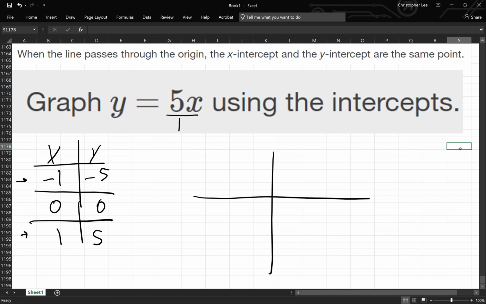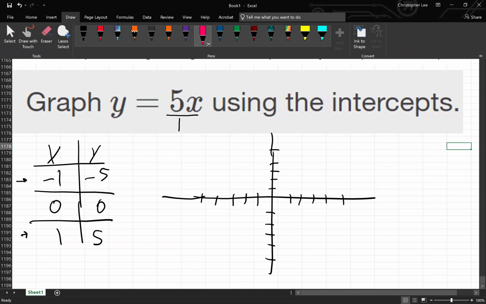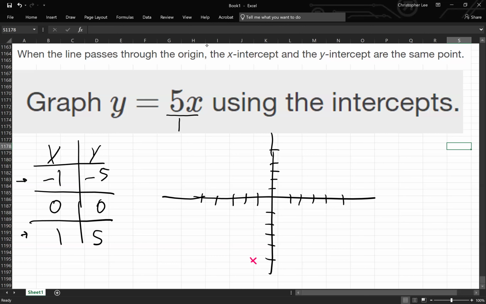So if I'm gonna graph this, 1, 2, 3, 4, 5 on each axis. I'm just going kind of quick with this because I want to do another topic. So this is going to be -1, -5. Here we go. Then we have 0, 0, the origin. And then we have 1, 5 right here. All right, remember to label your points. This is the point -1, -5. That's 0, 0. That's 1, 5.